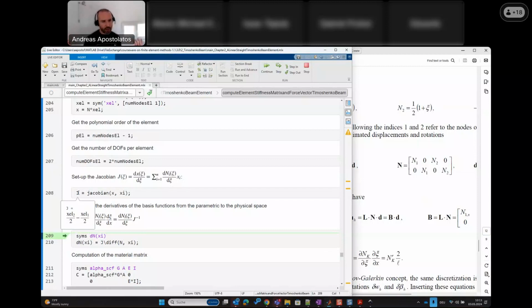Minus x1 divided by 2. So x2 and x1 are constants. These are the nodal coordinates divided by 2. So that's constant, right? Is it clear to everybody? Hopefully it's clear. Any questions on that? If you have any questions, unmute yourselves and ask.